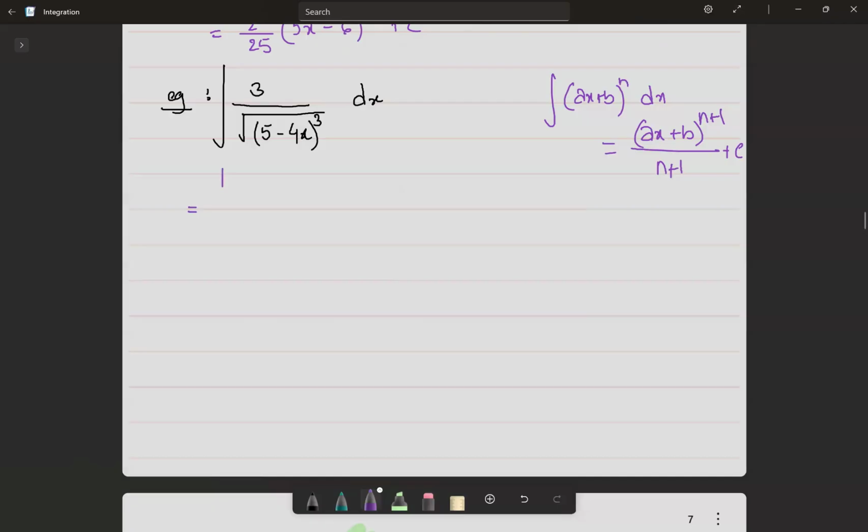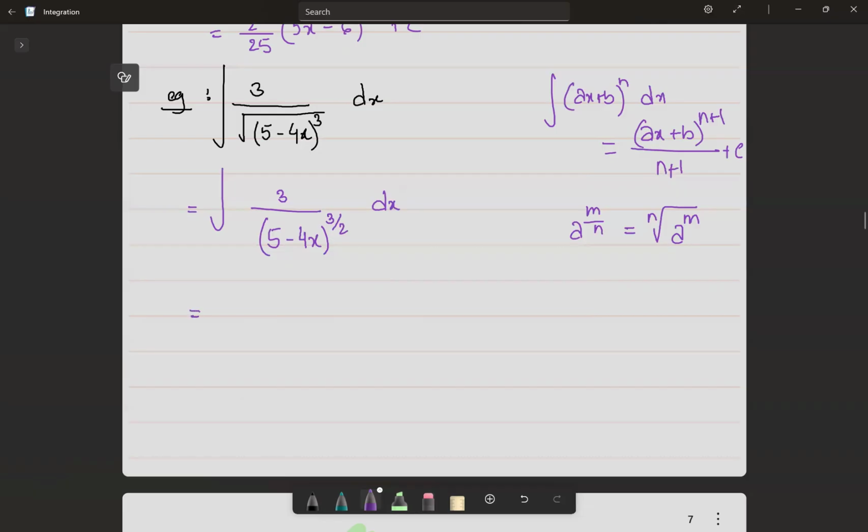So if we simplify, 3 will remain in its place. In the numerator, we have root over of (5 minus 4x) whole cube. So we know that we can write this as (5 minus 4x) to the power of 3 by 2. We have square root. We have seen that a to the power of m by n is the nth root of a to the power of m. So in place of m, we have 3, and nth root means square root in here. So that should be 3 by 2. And then dx will stay as it is.